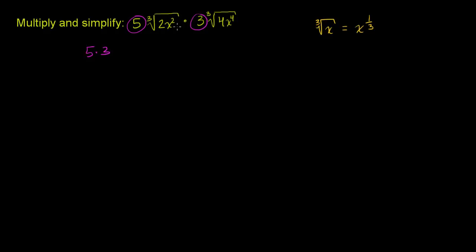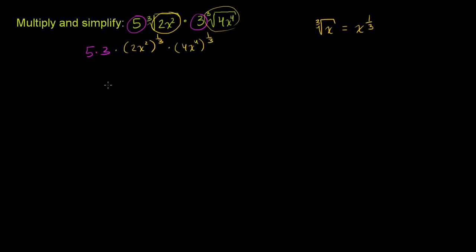And then we have the cube root of 2x squared. So this I can rewrite as 2x squared to the 1/3 power. And then I have the cube root of 4x to the fourth. So that's the same thing as 4x to the fourth to the 1/3 power.